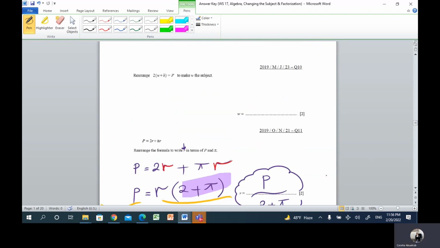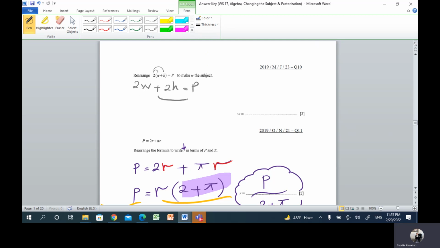Okay, let's have a look at this one. 2 times (w plus h) equals p. We're making w the subject. w is inside a bracket, so we need to distribute or expand. So 2 times w is 2w, plus 2 times h is 2h, is equal to p.